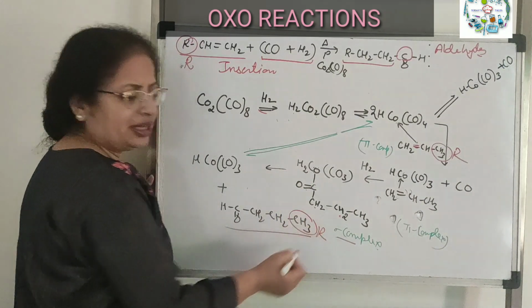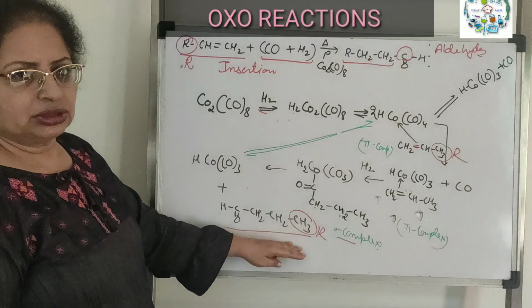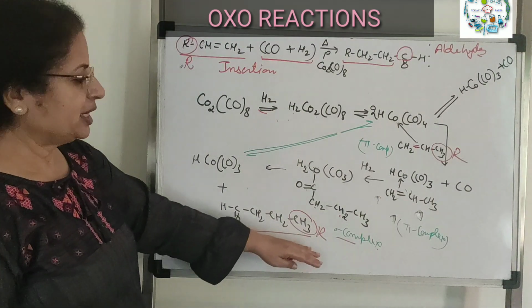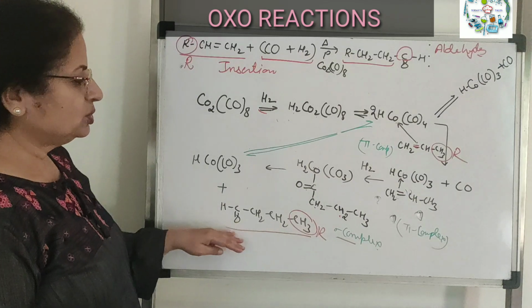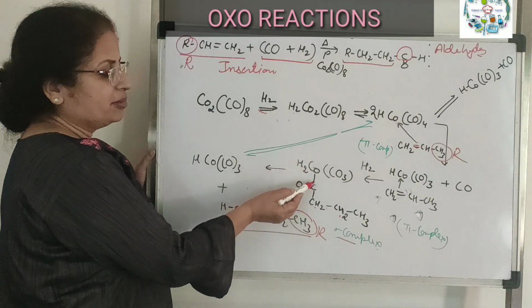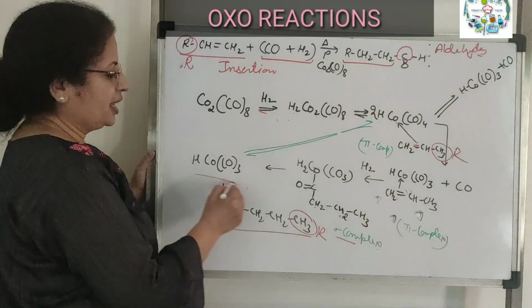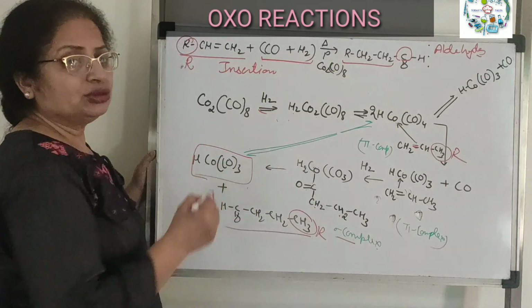This methyl may be R. So there is an aldehyde, not formaldehyde, aldehyde, RCH2CH2CHO. This hydrogen is coming here and we are getting HCo(CO)3. And you see what is this?